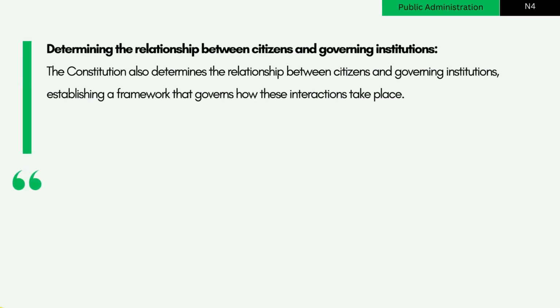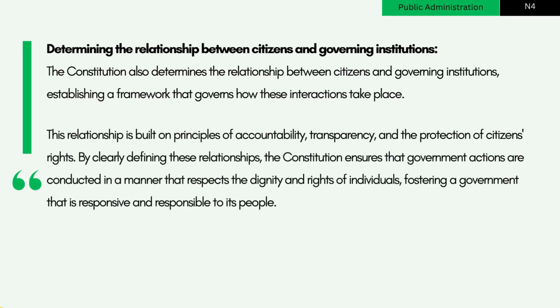4. Determining the relationship between citizens and governing institutions. The Constitution also determines the relationship between citizens and governing institutions, establishing a framework that governs how these interactions take place. This relationship is built on principles of accountability, transparency, and the protection of citizens' rights. By clearly defining these relationships, the Constitution ensures that government actions are conducted in a manner that respects the dignity and rights of individuals, fostering a government that is responsive and responsible to its people.